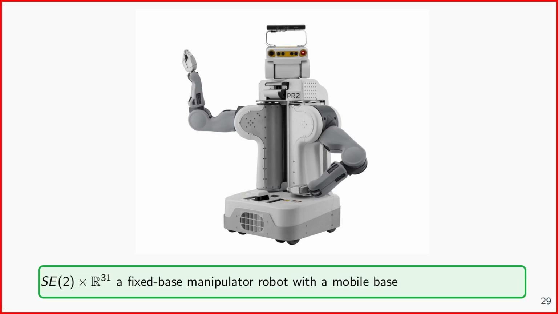And so this one is also a pretty famous robot, PR2. And PR2 has 31 joints in its upper body here. And it can also move around on this platform. And so you actually have a combined space of SE2 times R31. And so you have here a fixed-base manipulator robot plus a mobile base.